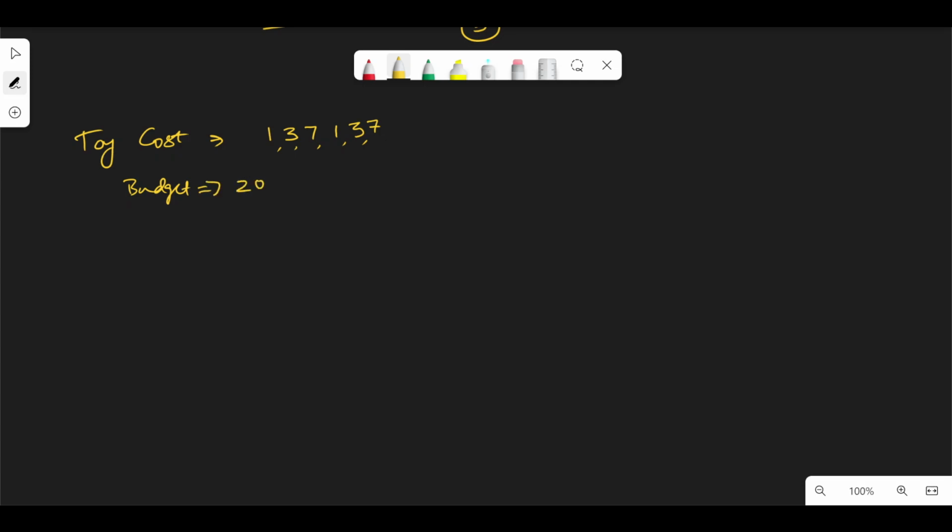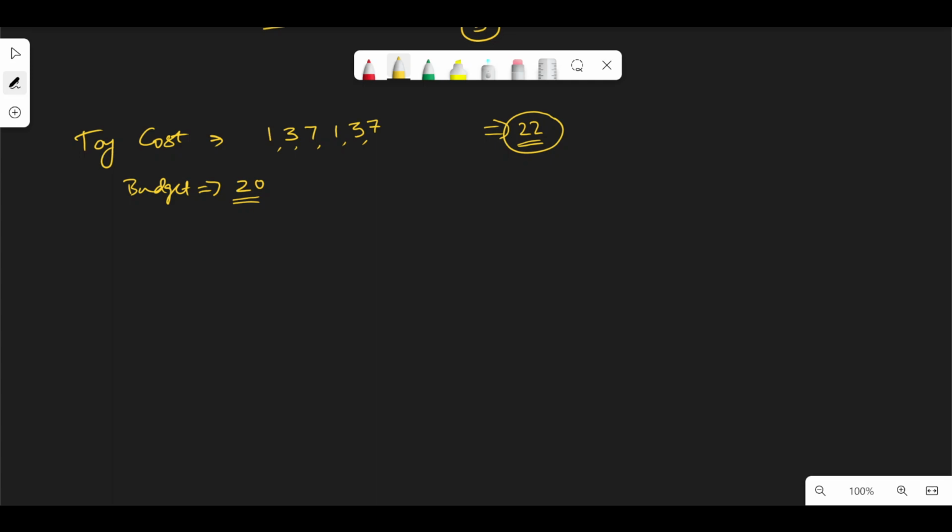Now how can we solve this? If you just add all the costs here, it is 3 plus 1 is 4, plus 3 is 7, plus 4 is 11, and again 11, so 22. So we can see the total. We can't buy all the toys, because buying all the toys will need 22, but we only have 20 cash, right? So how do we solve this?